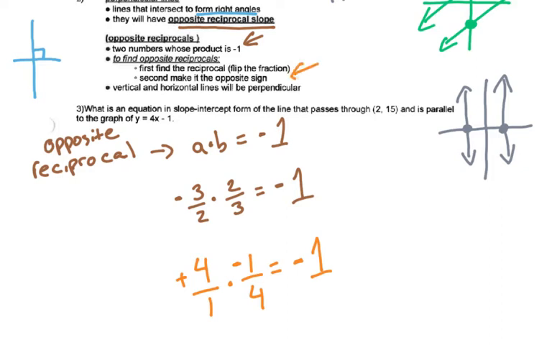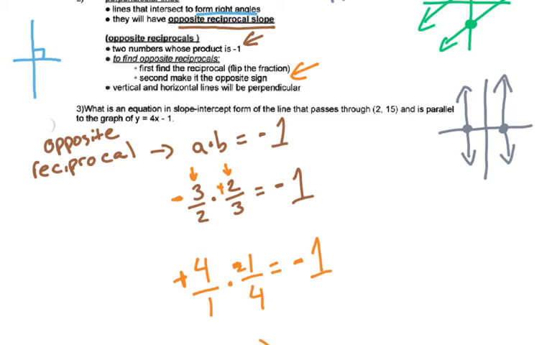The illustrations illustrated these two facts, right? Find the reciprocal. So if the slope was 3/2, the reciprocal is now 2/3. And the second part is flip the sign. So if it's negative, now it's positive. If it's positive, now it's negative. Okay.